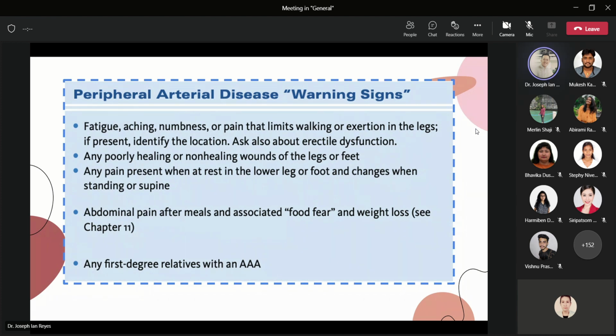Also ask about abdominal pain after meals and associated food fear or weight loss. So maybe when they eat, pain would be felt in the abdominal area. That's why the patient would not want to eat or does not want to have food intake. Also ask if they have any first degree relatives with abdominal aortic aneurysm. If patients have relatives with AAA, then the patient would also be at high risk. Okay.